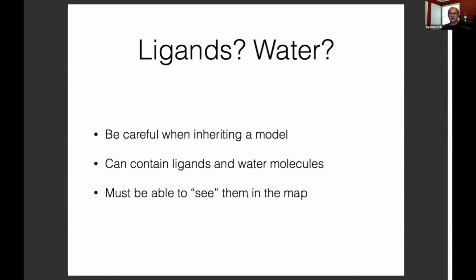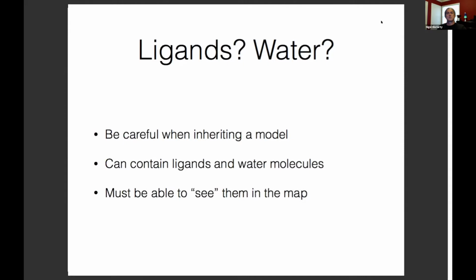And why are they in your models? Well, it's often because you have inherited it from the model that you downloaded or got from some other source. And the models can also contain water molecules. So when you inherit a model, there's pluses and minuses. One of the minuses is that it might contain something that is not in your map. And you have to be able to see them in the map if you're going to produce a reasonable model, of course.